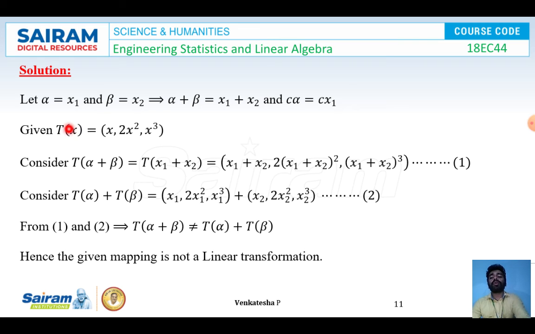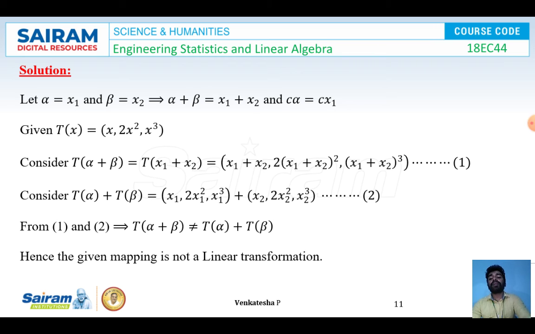Since they have given that T of x is equal to (x, 2x², x³), T of x1 plus x2 will become (x1 plus x2, 2 times (x1 plus x2) whole squared, and (x1 plus x2) whole cube). I'll be calling this equation number 1.